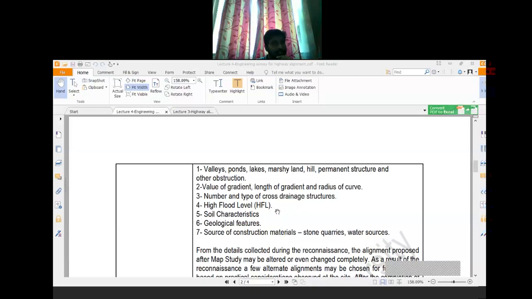Now, soil characteristics are also very important to know the stability of the slopes and different geological features. Then the source of construction material. This is also very important, whether the construction materials are easily available over the area. If they are not available within an accessible limit, what will happen? The cost of construction would be very high because the transportation cost will be very high.